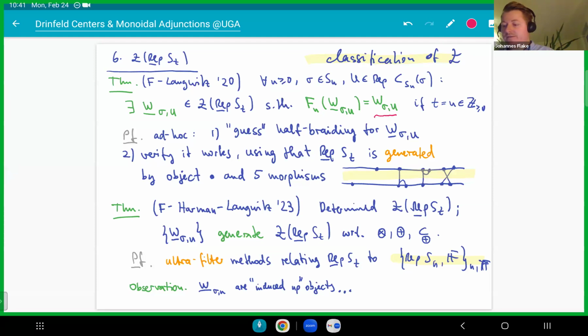And it's such that somehow, if t happens to be n, the specialization functor specializes to the objects we constructed, the classical objects in the center. Back then, what we did was very ad hoc. So we somehow guessed the Hecke ring. I mean, we spent some time just looking at what the Hecke ring looked like.